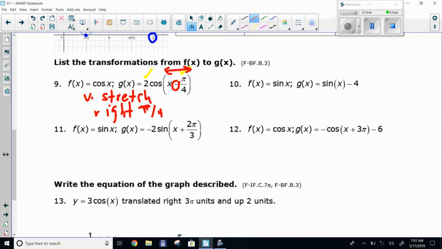Okay, next, sine. So it looks like the only difference is this, and since it's not inside with the x, that indicates it's not going to go up and down.